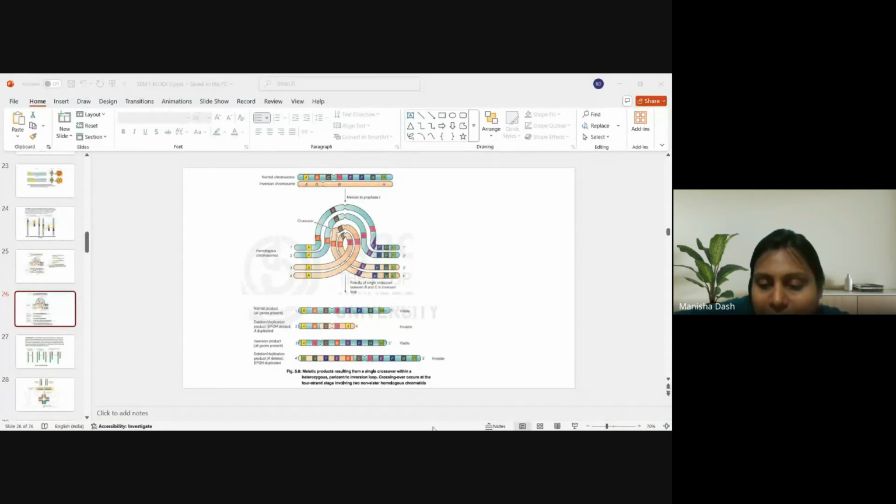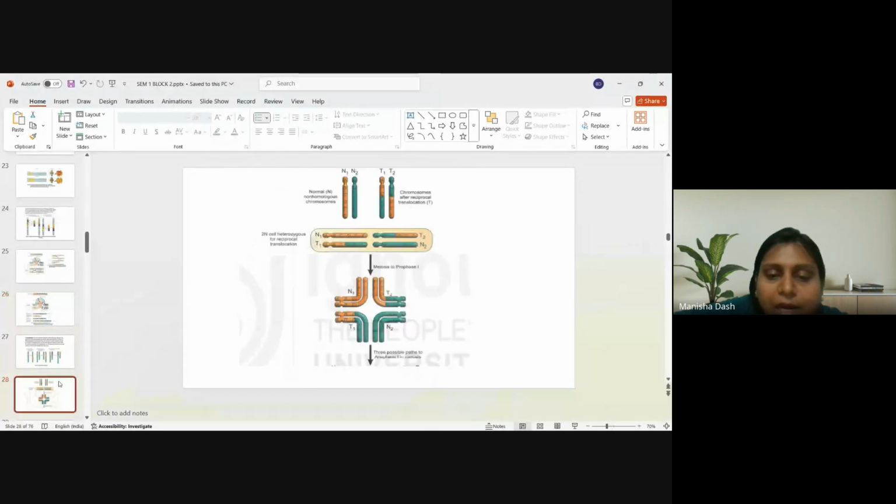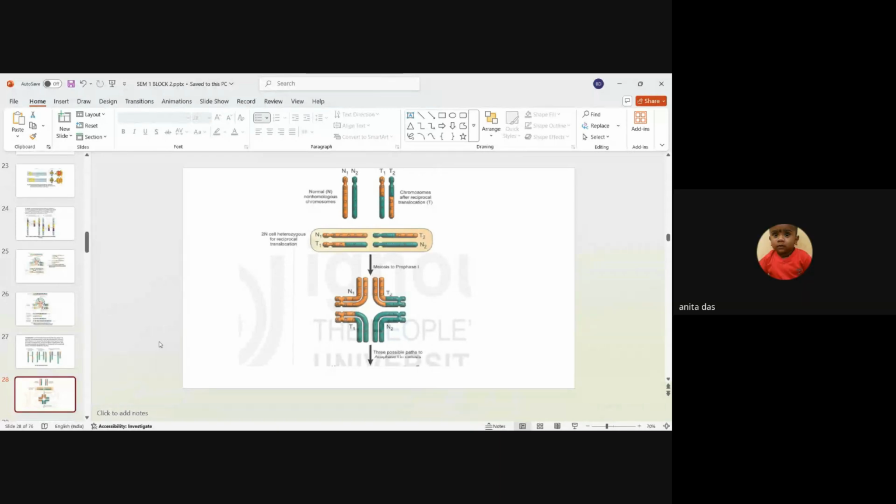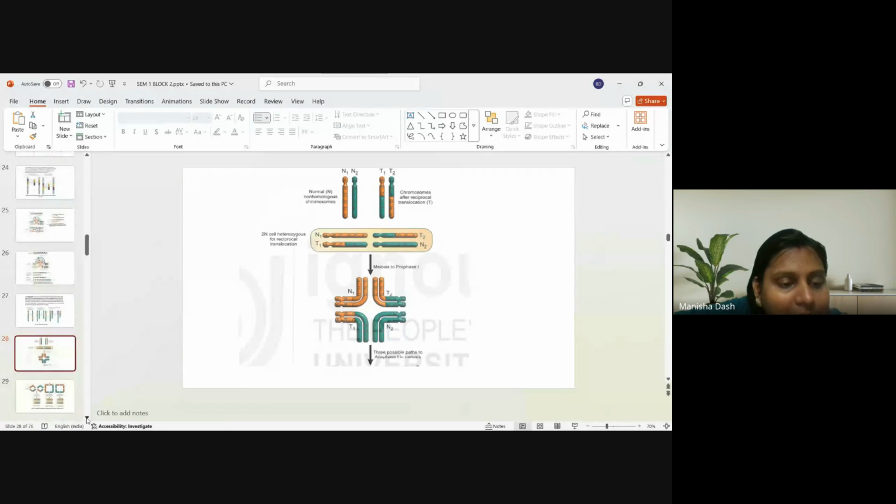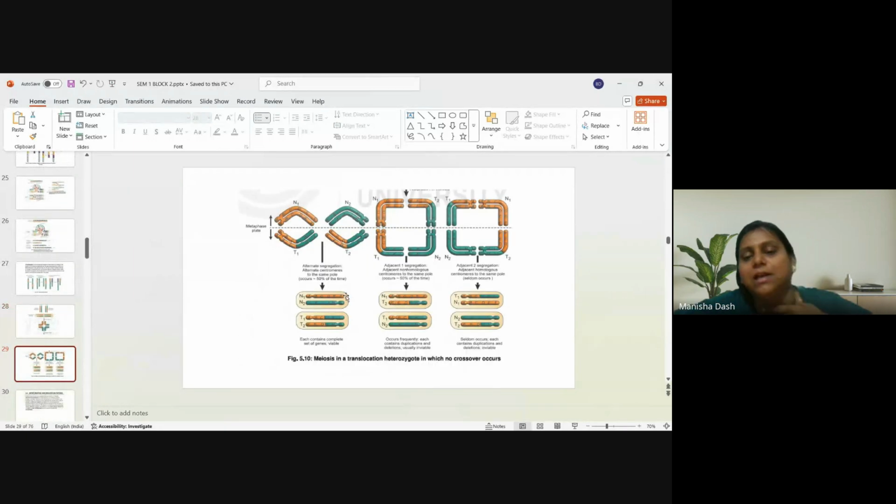Then coming to translocation. In translocation heterozygotes, a similar kind of problem will occur during meiosis. Depending upon how the chromosomes are segregated, in one case you will have a normal gamete, where although the segments have translocated, all the genes will be present. But in the rest of the two cases, you will have deleted and duplicated chromosomes, and again these kinds of gametes will be inviable. So you just go through this, it is easy to understand.